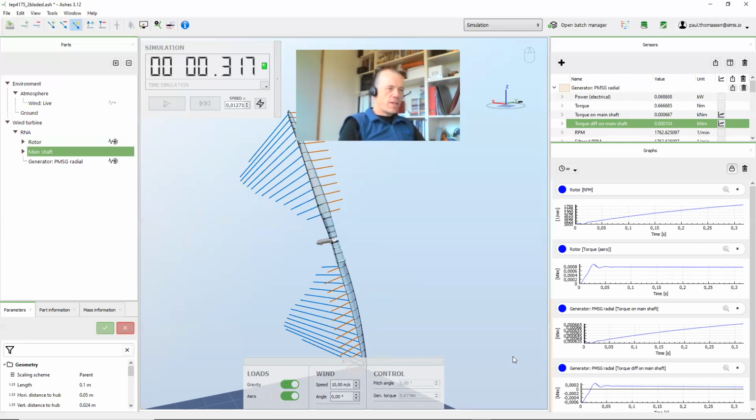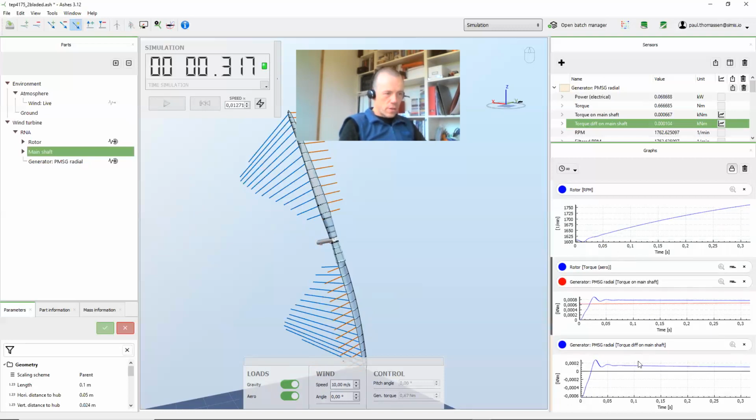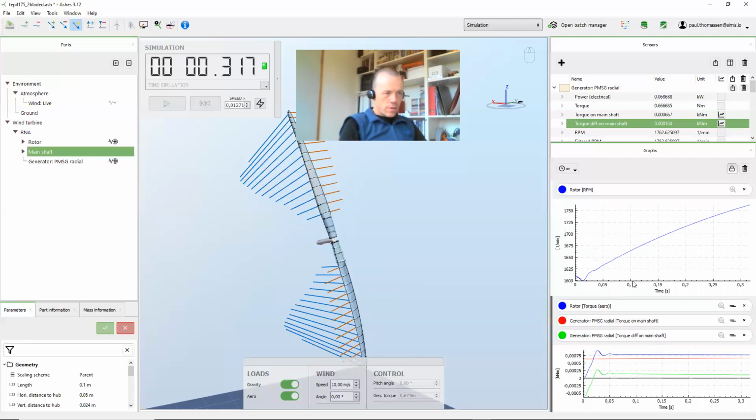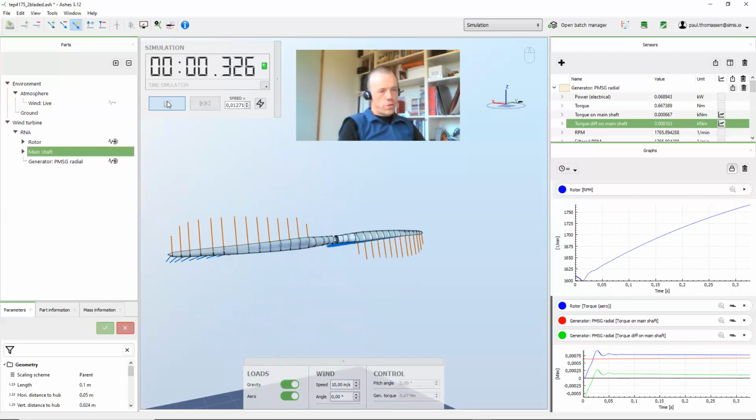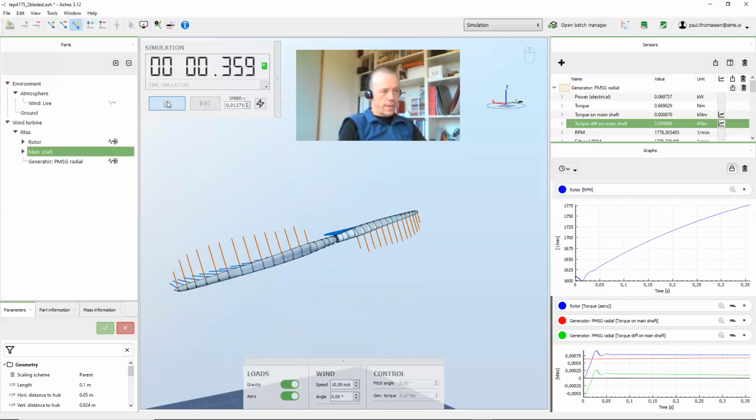Okay, so finally, I'll show you some nice tricks you can do when you're working with ashes. The first one is that you can group sensors together, in this case sensors with the same unit. So in this case, we will group all the torque sensors together. We can drag a sensor and drop it. And so now we see all the three sensors, the aero torque, the generator torque, and the torque diff in the same graph.